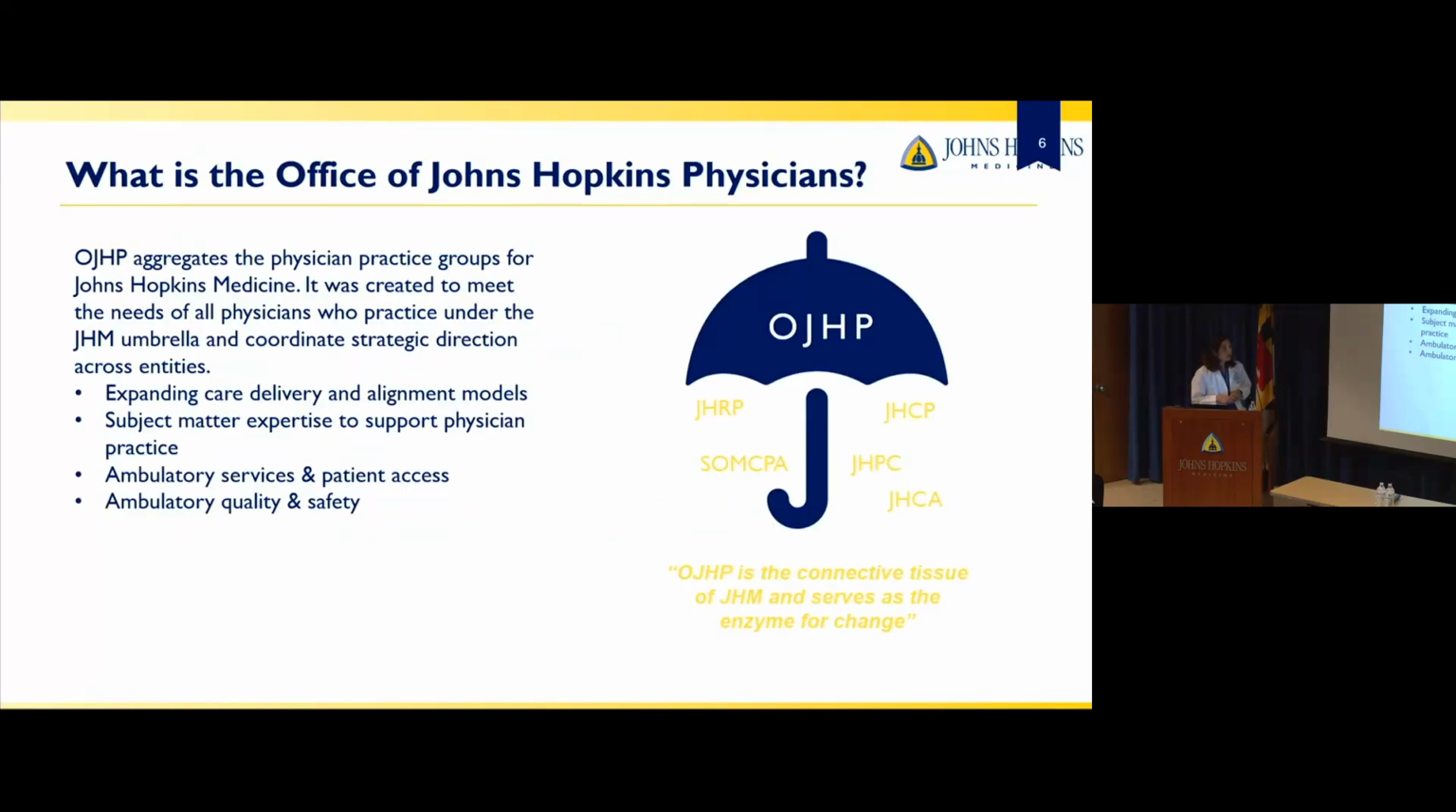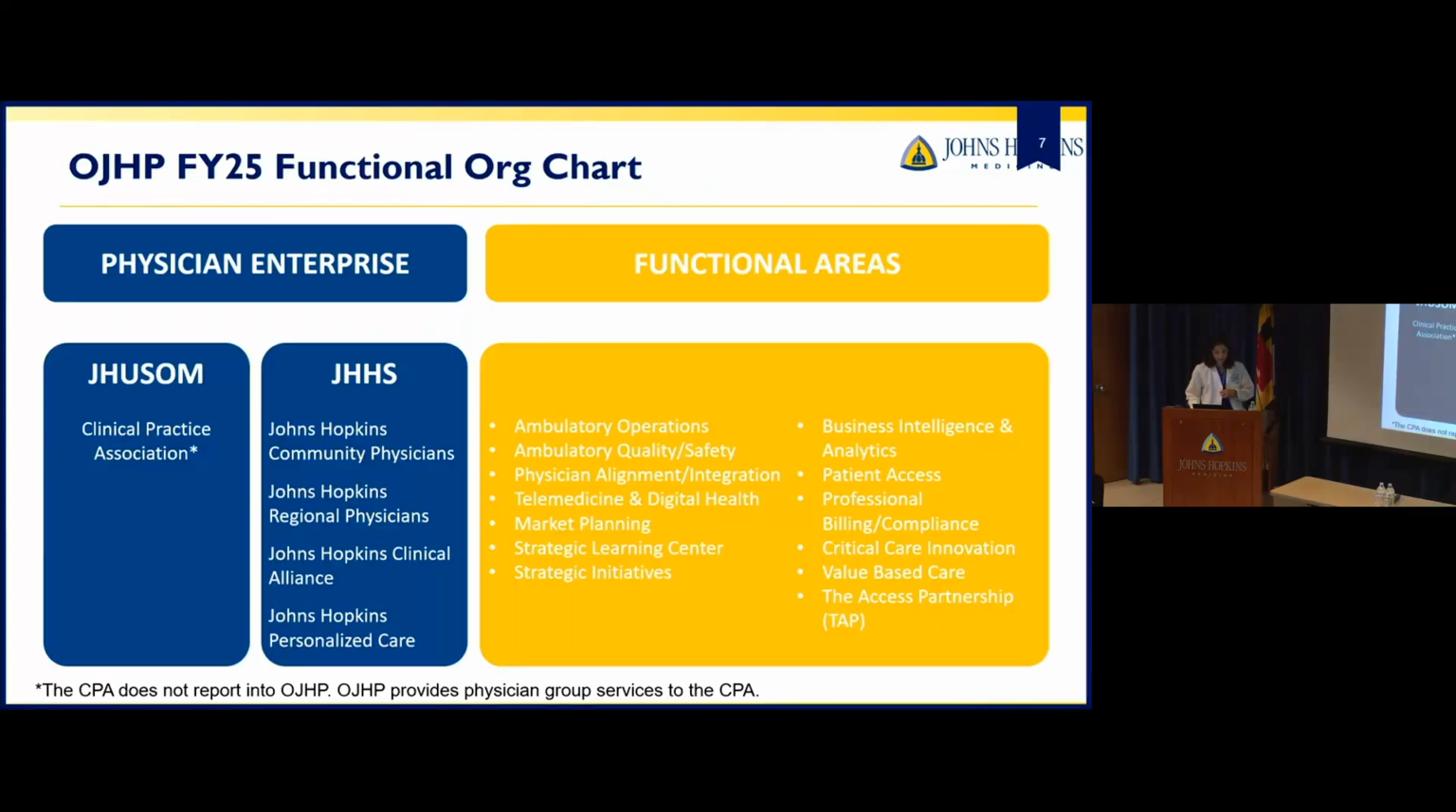So you'll hear the term Office of Johns Hopkins Physicians, and I think of it as kind of the effector arm of the CPA, and it's really the umbrella, and it's kind of what ties the School of Medicine to the health system to really execute on the delivery of care. It oversees the ambulatory services and patient access, which is the call center, and quality and safety.